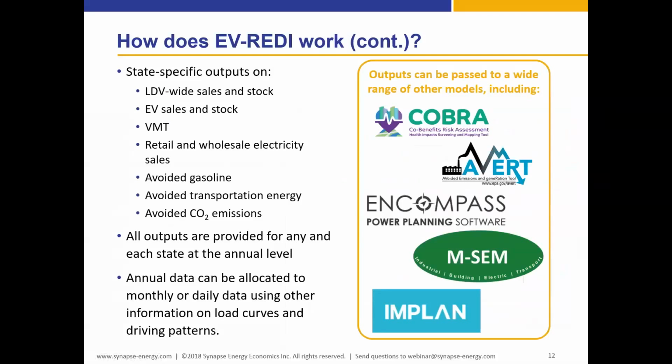AVERT is a model that Synapse developed on behalf of EPA. It allows users to look at hourly changes in emissions in different regions with different levels of load. So one could hypothetically look at a scenario in which EVs were deployed in your region of choice and see how that affects hour-by-hour emissions. And then COBRA, which also links to AVERT, quantifies health impacts. So one could conceivably use EV-REDI to develop a projection of electric vehicles and then quantify the health impacts in a particular state. The other model I want to talk about here is Encompass, which leads me to my next slide.